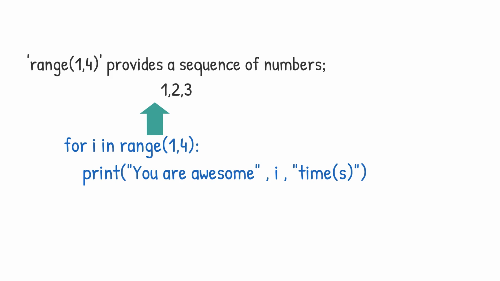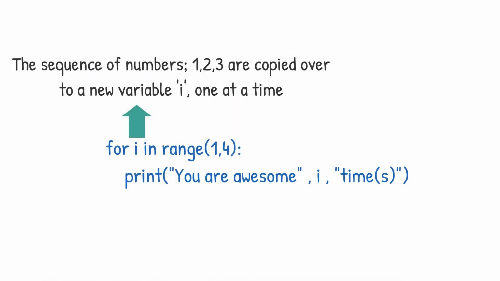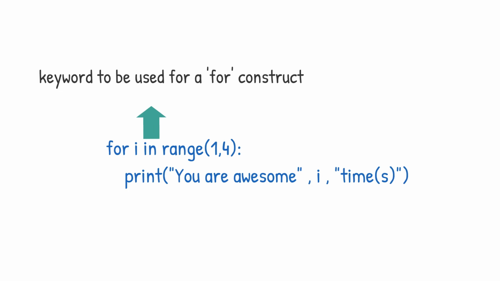So a range with a start value of 1 and a stop value of 4 gives a sequence of numbers starting from 1 and ending at 3, which is nothing but 1, 2, and 3. The range sequence numbers are copied over to a new variable I, one at a time. And after every copy, it also executes all the statements inside of the for block. In is a keyword that should be used with the for block to basically mean that for every I value which is in the sequence.